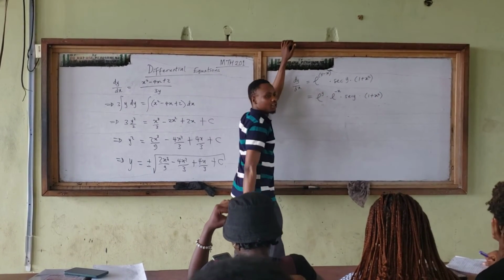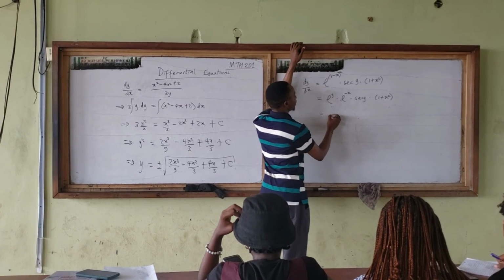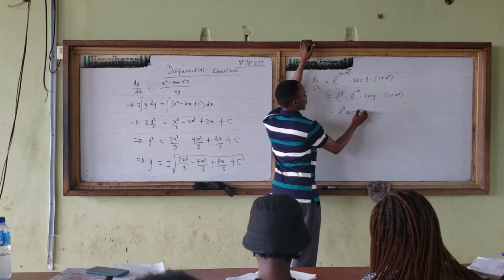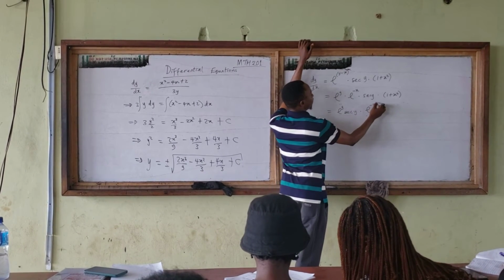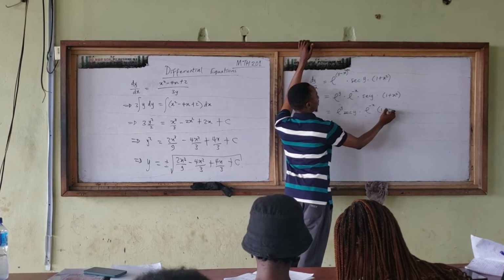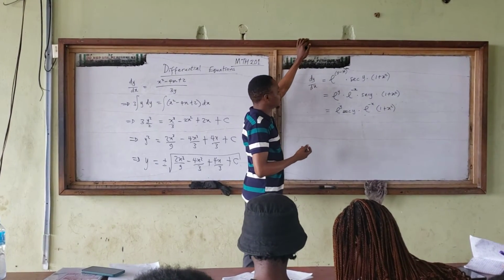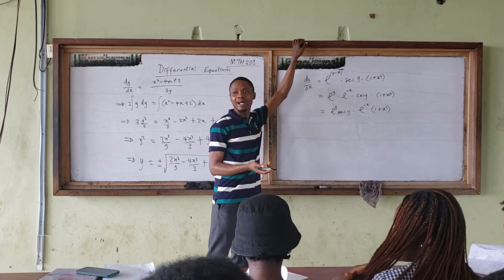Is that clear? So you can bring the variables together. e raised to power y, z y. Then multiply by e raised to power minus x into 1 plus x squared. Is that clear? You are joining them. What's the issue?